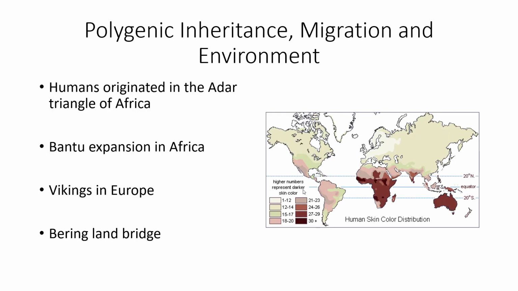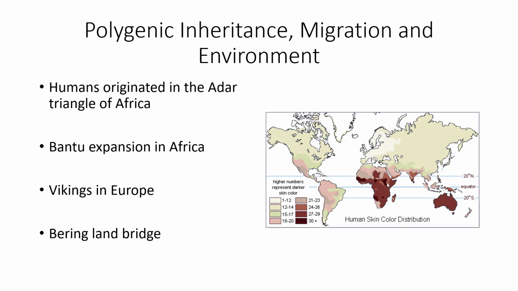Polygenic inheritance is also related to human migrations. Humans originated in the Afar Triangle of Africa, and if we look at where that is, it's a spot where there is much darker skin color. That was the original humans. They had much darker skin, and what we do see is actually those alleles being selected against when humans moved into places like Northern Europe. And there are two possible reasons for this that we're not getting into right now.